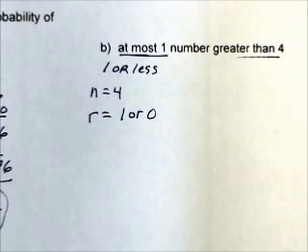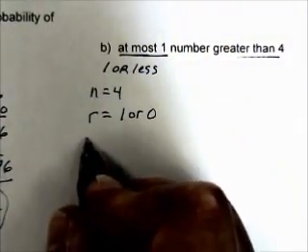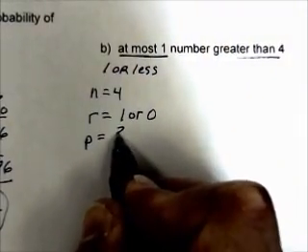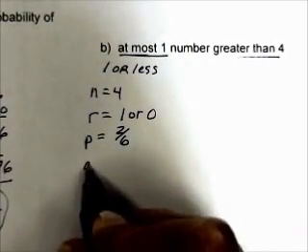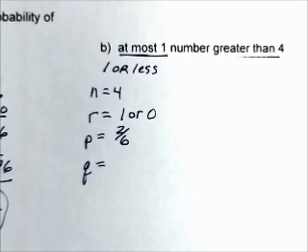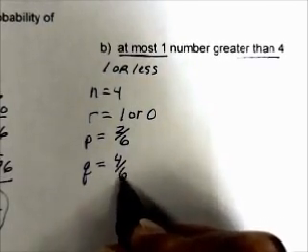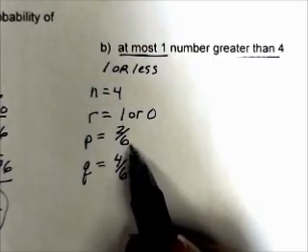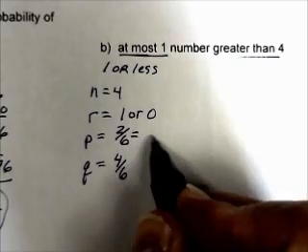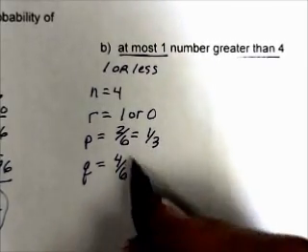Well, what's the probability of rolling a number greater than 4? Greater than 4, that would be a 5 or a 6. Well, there are 2 possibilities, right? So that's 2 out of 6. The probability that's not a number greater than 4, the probability of failure, would be 4/6. Now I can keep these values, or I could reduce them. 2/6 is equivalent to 1/3, and 4/6 is equivalent to 2/3.